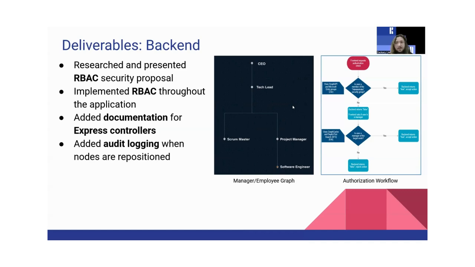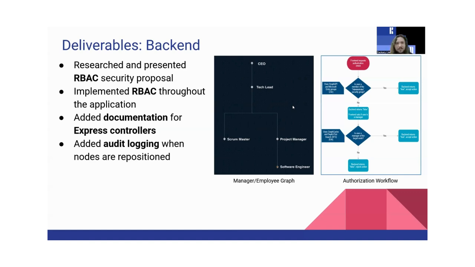Is the user a manager of the node that they're trying to move? So for this part, we use Eric's implementation of depth first search on the graph to determine if there's a direct or indirect connection between them. And then if so, the backend will return true and they'll be able to move them. If not, then the backend will return false and the action will be rejected entirely.